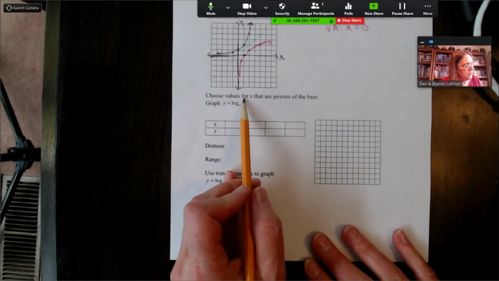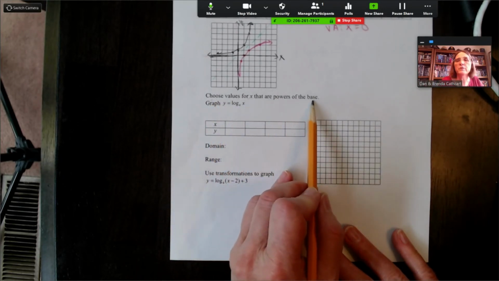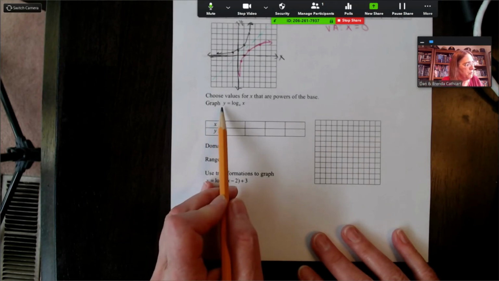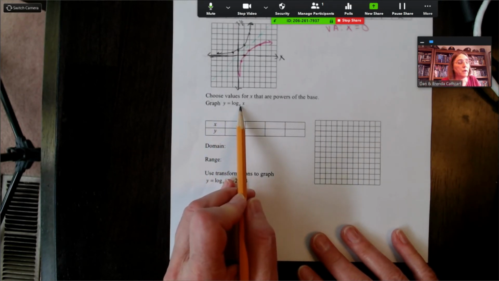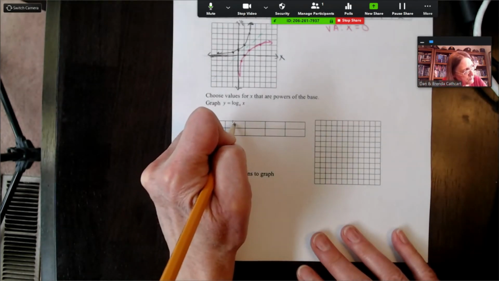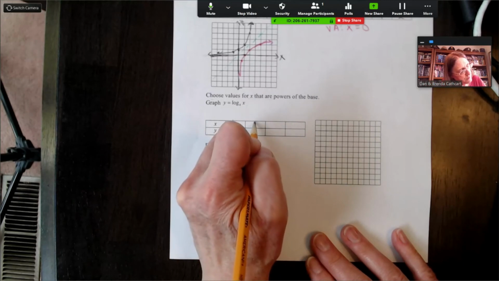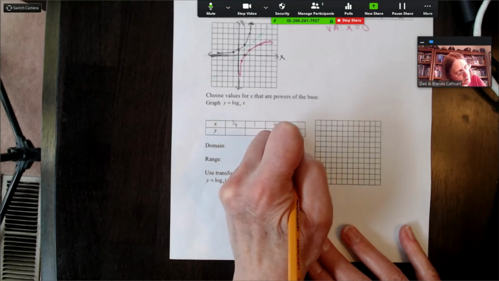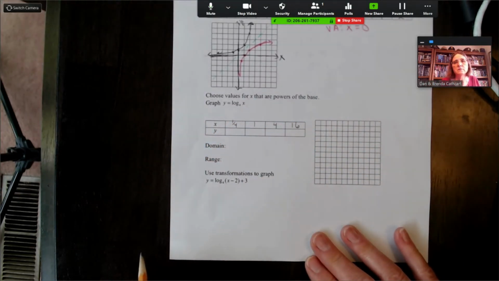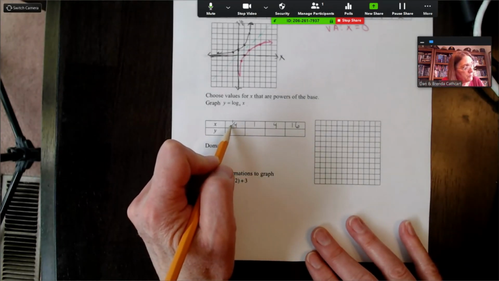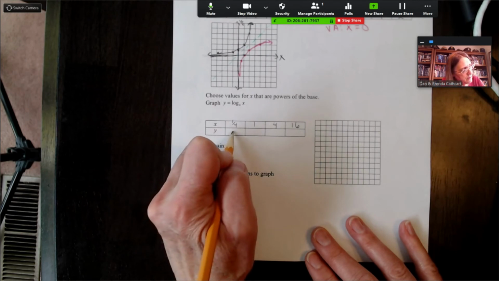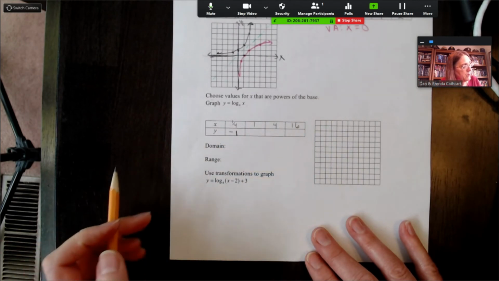We're going to choose values for x that are going to be powers of the base. So when we graph y equals log base 4 of x, we're going to choose values for x that are going to be powers of 4. So I'm going to start with 1/4, and then I'm going to have 1 and 4 and 16. Okay? Remember, 1/4 is 4 to the negative 1. So this is going to be negative 1.